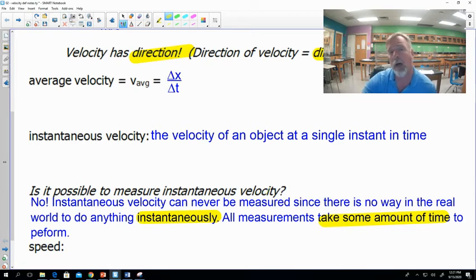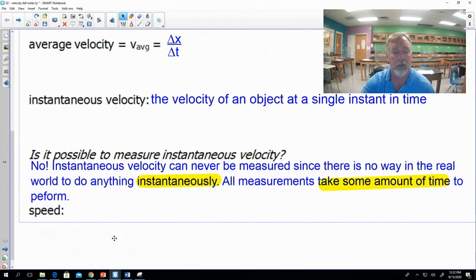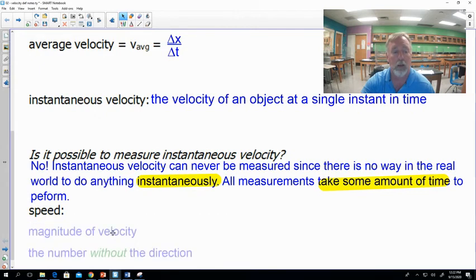Now, I've talked about velocity. I want to talk about one more term here, and then we'll do some examples. And that term is going to be speed. What's the difference between velocity and speed? Speed is simply the magnitude of the velocity.